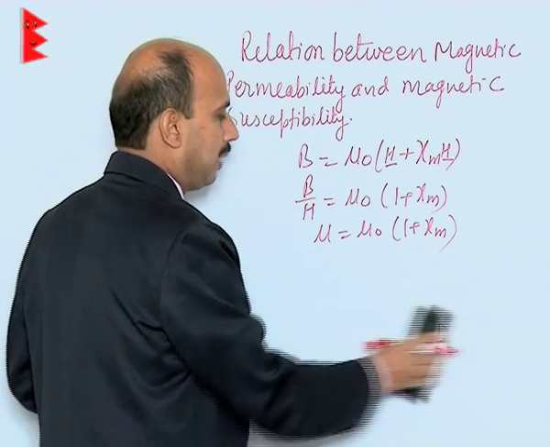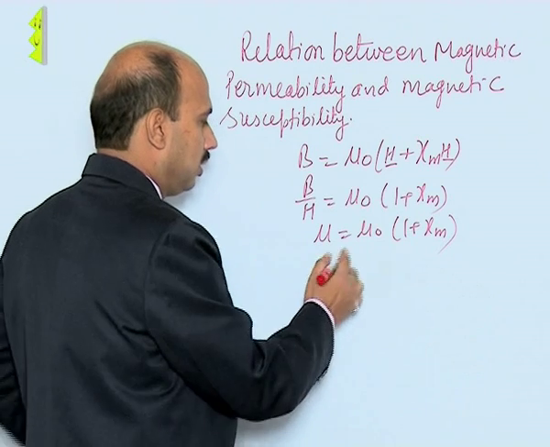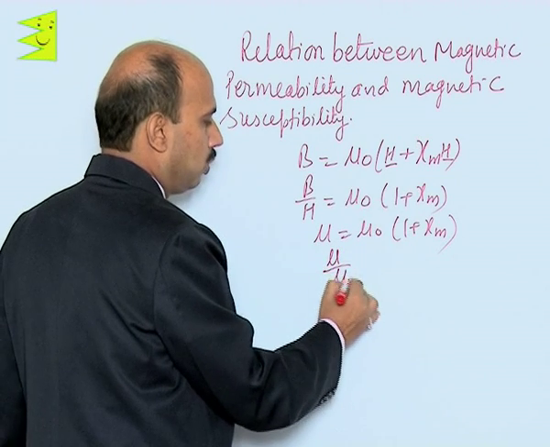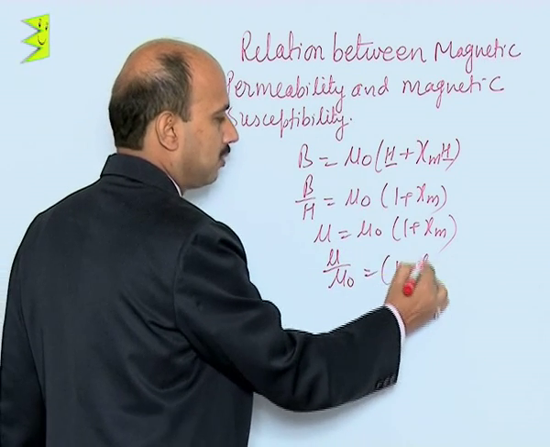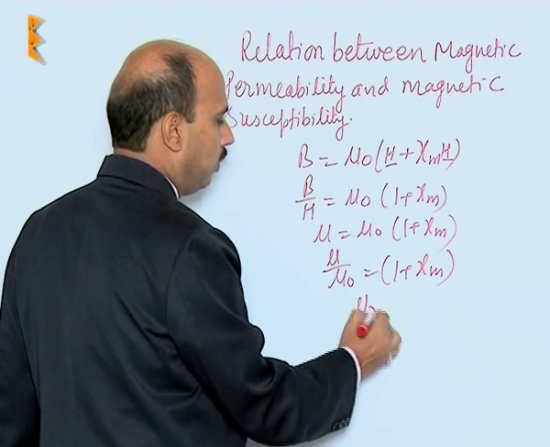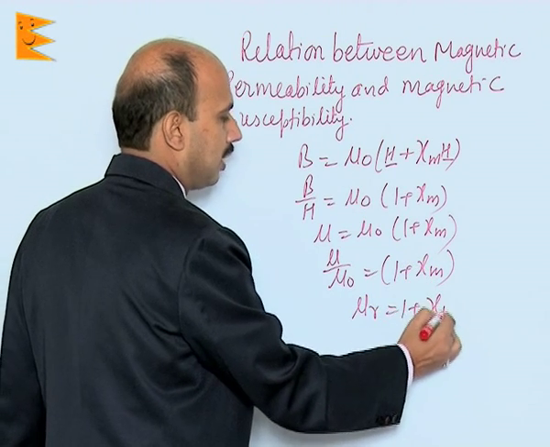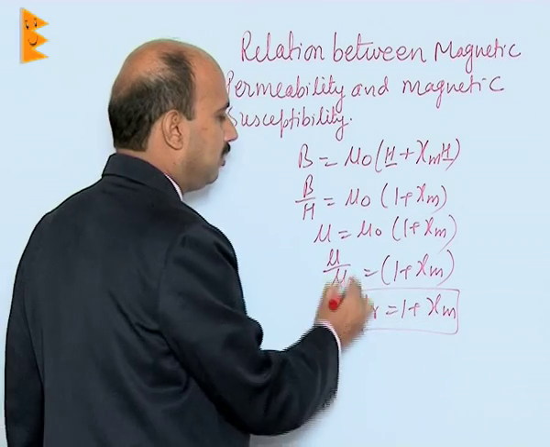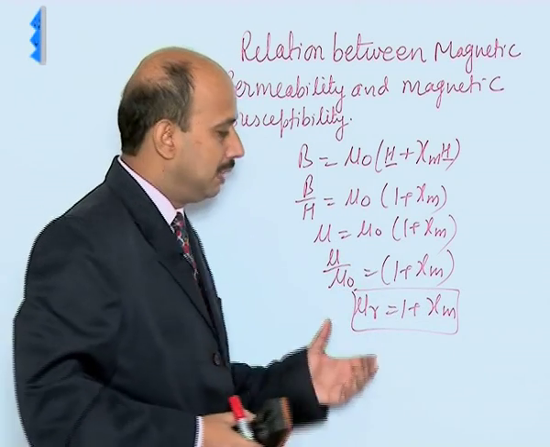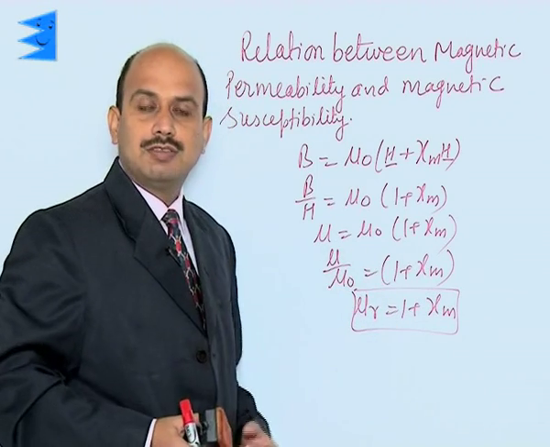Chi m is here the magnetic susceptibility. So, mu upon mu naught is equal to 1 plus chi m, that is mu r is equal to 1 plus chi m. So, this is the relation between the relative magnetic permeability and magnetic susceptibility.